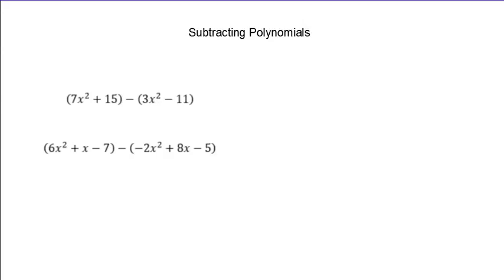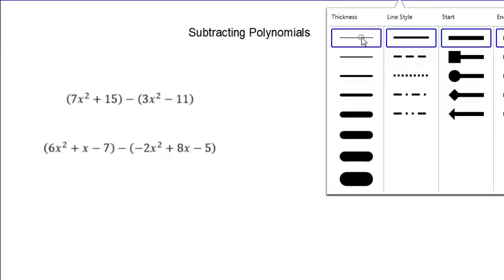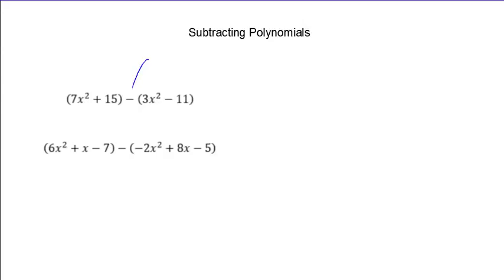We're going to talk quickly about subtracting polynomials, and in process, it's pretty much the same thing. We are going to collect our like terms. Just make note of this difference right here that we have. We have a minus sign now between our two polynomials. So that changes one little thing.